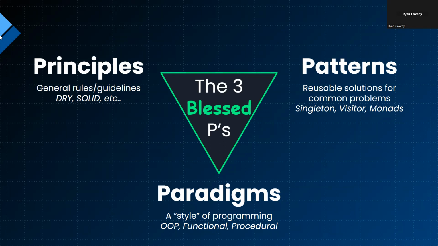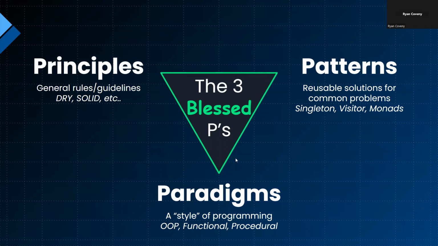So again, paradigms combine principles and patterns in a certain way to give you a certain style of programming. And you might have entire languages that are more geared towards one paradigm or the other. So Java is very object-oriented focused. C is a procedural language. Haskell is a functional language. And if you don't know what Haskell is, I guarantee you most of the people in this room don't.